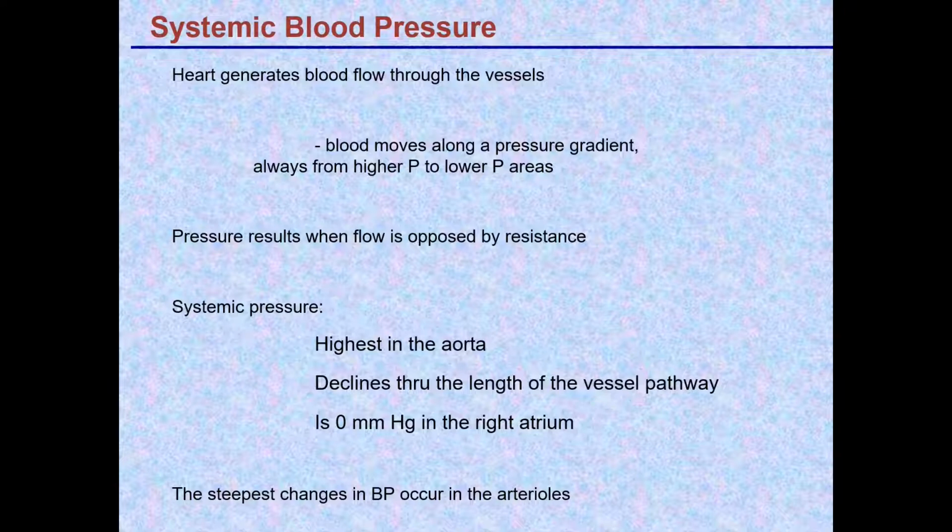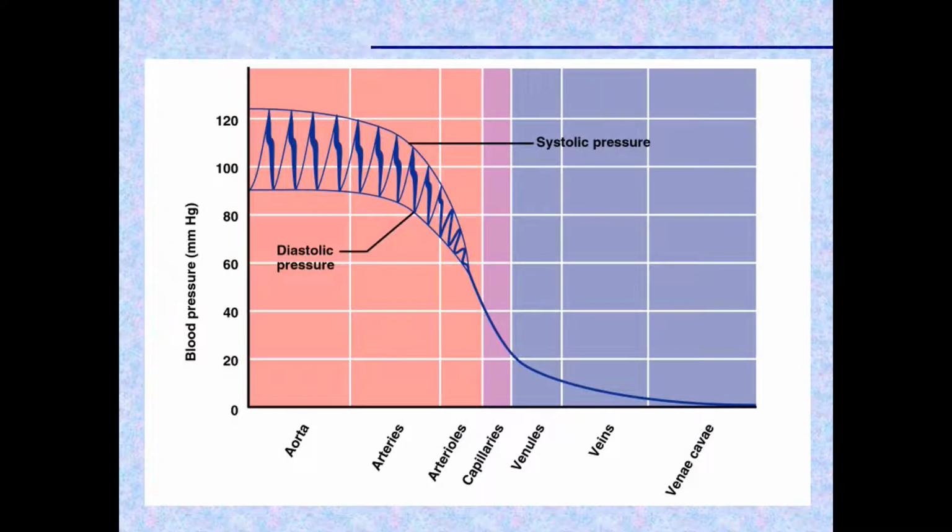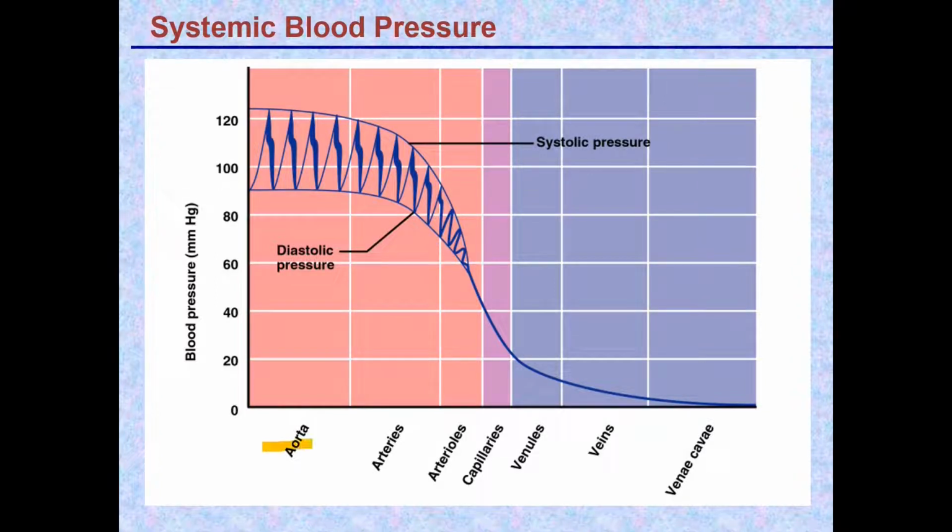The biggest change in blood pressure within one particular area of the vasculature occurs within the arterioles. As it flows through the arterioles, you get the steepest drop in blood pressure. And here you see, anatomically, going from the largest vessels on the arterial side to the arteries to the arterioles till you finally get into the capillaries. And then those lead to the venules, veins, and vena cava.